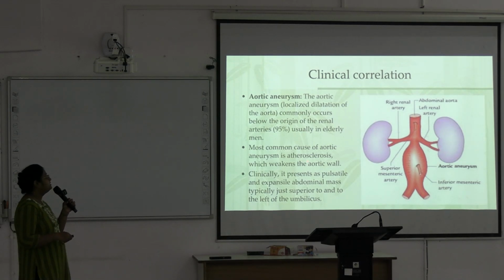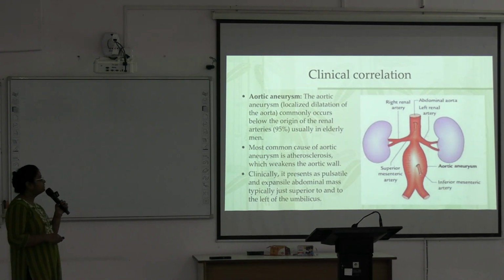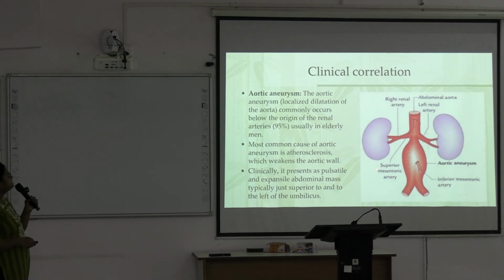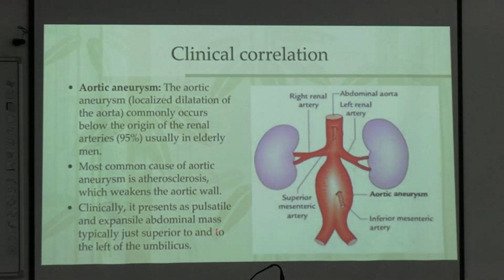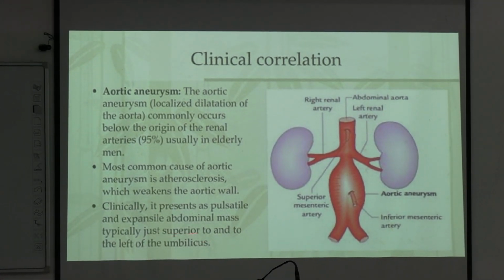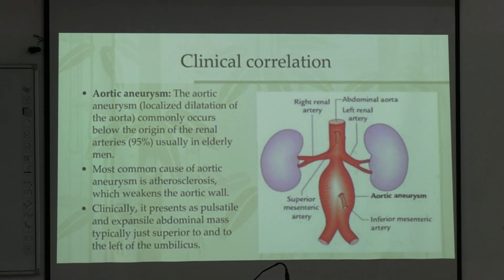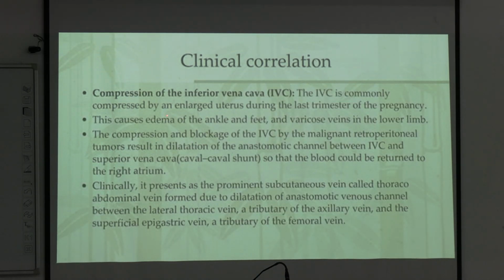And the most common cause of aortic aneurysm is atherosclerosis, which weakens the aortic wall. And clinically it presents as a pulsatile and expansile abdominal mass, typically just superior to and to the left of the umbilicus. That's how you locate the aortic aneurysm. Okay, to the left and just superior to the umbilicus, you will feel a pulsatile structure. Okay, next we go to compression of inferior vena cava.